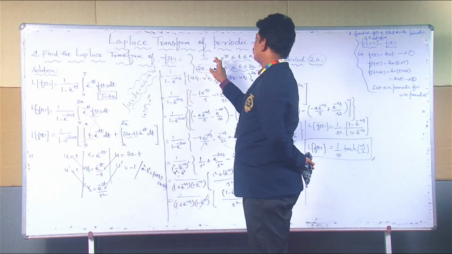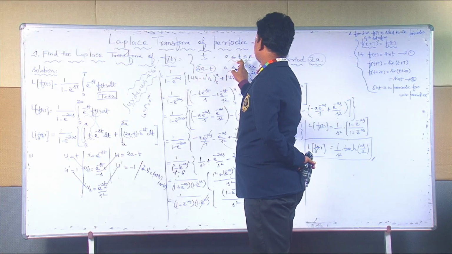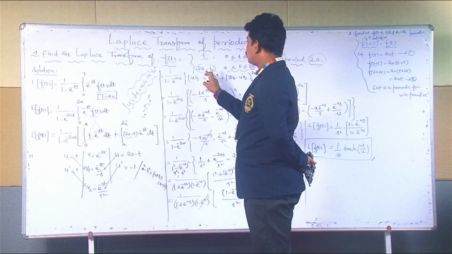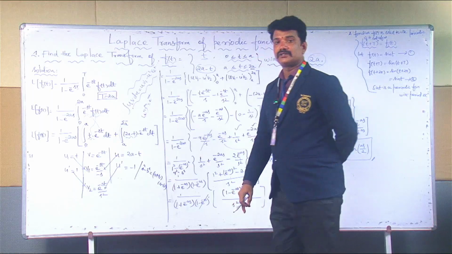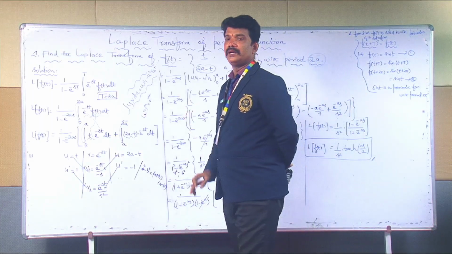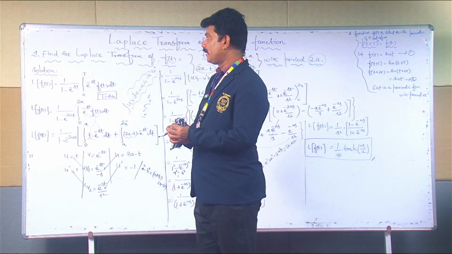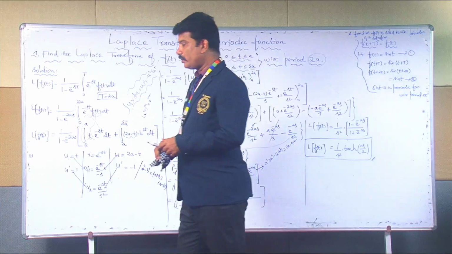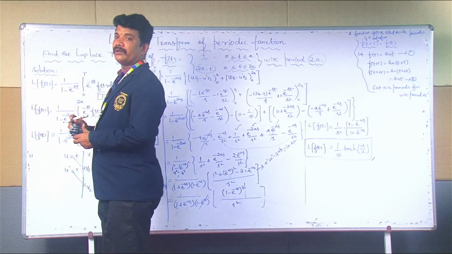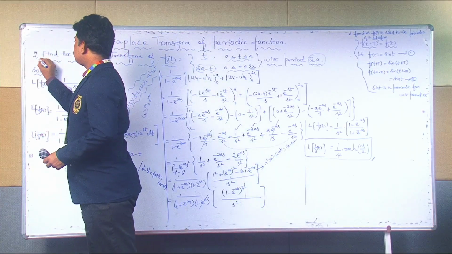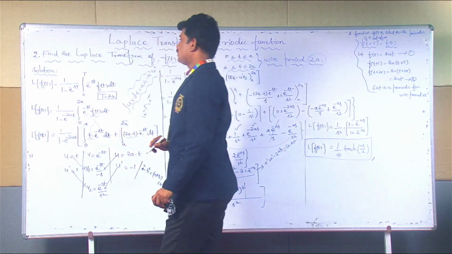So f of t equal to t, 0 less than or equal to t less than or equal to a, and 2a minus t, a is less than or equal to t less than or equal to 2a. So one of the most important problems in the analytic examination. In the same way we are going to solve one more problem, another problem. Look at the problem, problem number 2. Same question. The function is different.